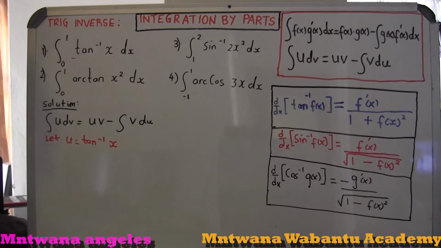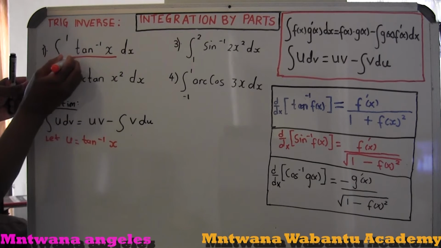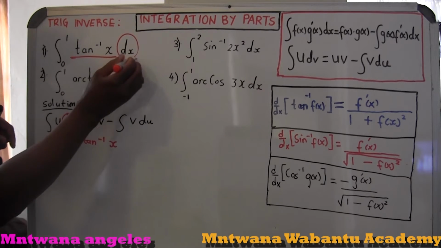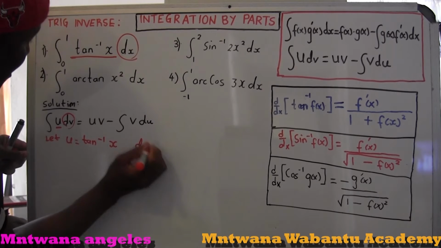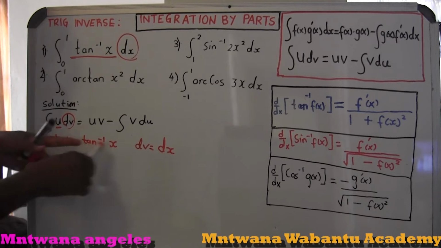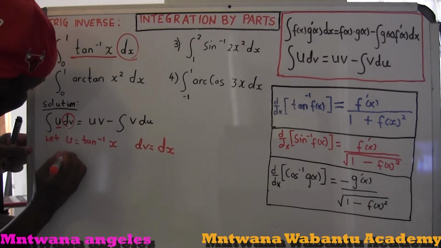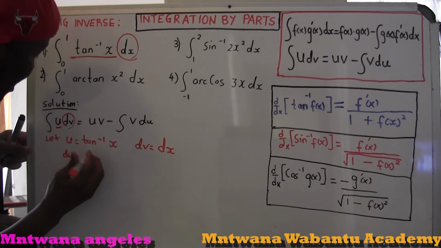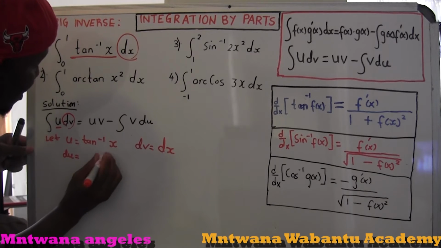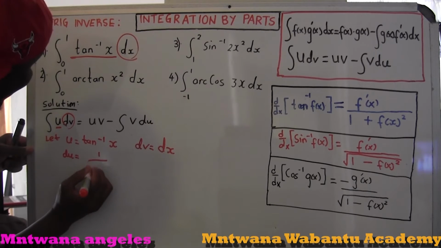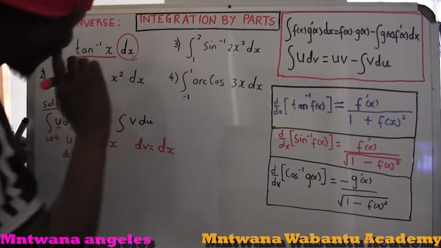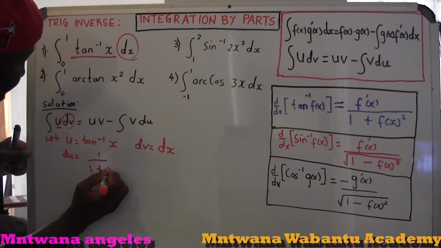Okay, so the next thing, u equal to this, and what happens means dv equal to the rest. So say dv equal to dx. So what you do, you differentiate this and then you integrate this. When you differentiate tan inverse of whatever function, take this one, differentiate. When you differentiate x, it's going to give you 1 over 1 plus the square of the function. What is the function? The function is x. When you square, it's going to be x squared.